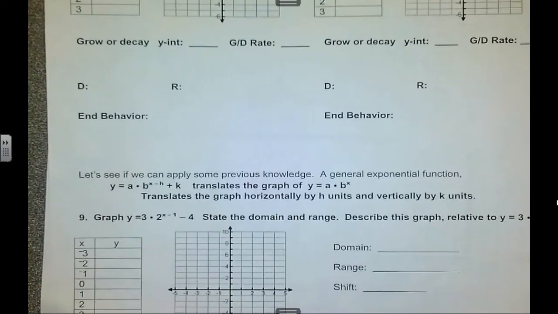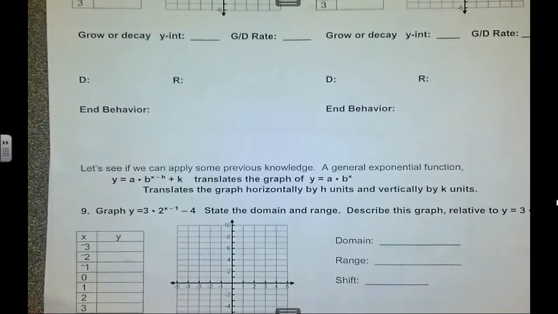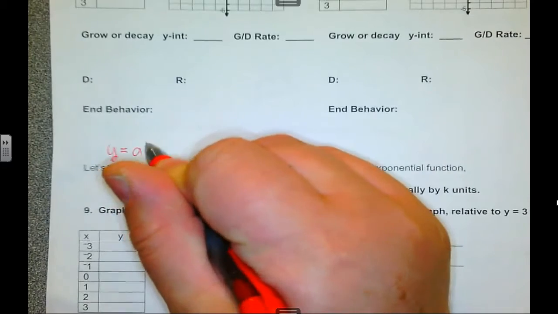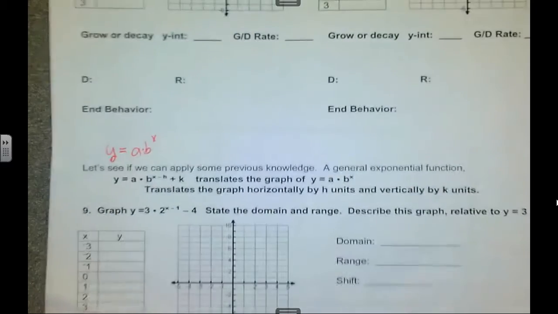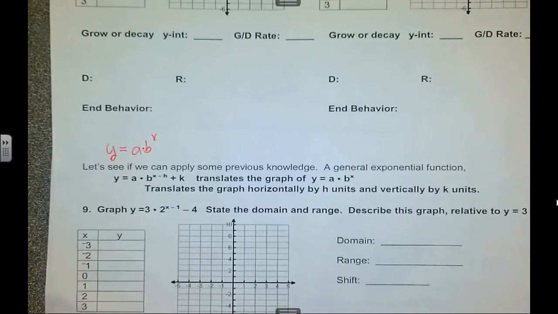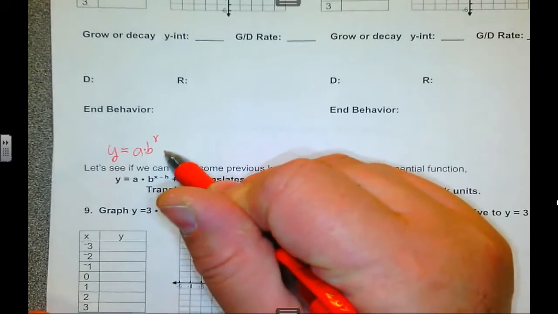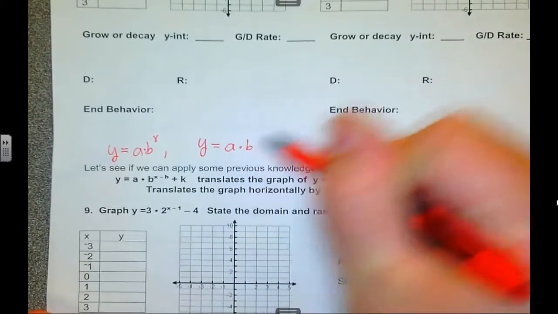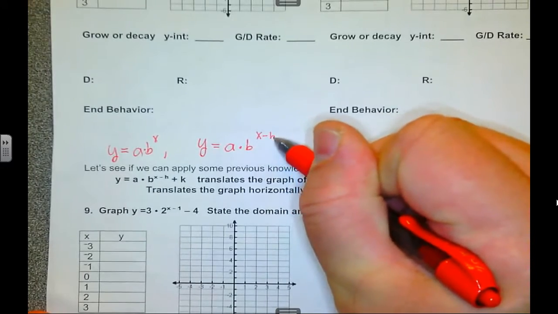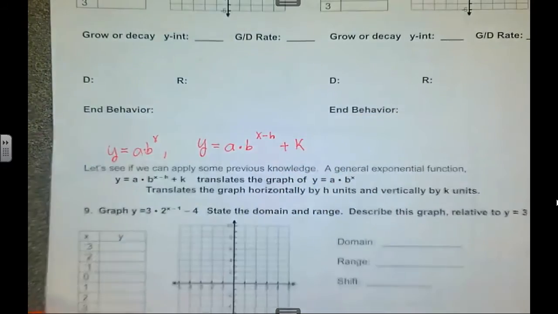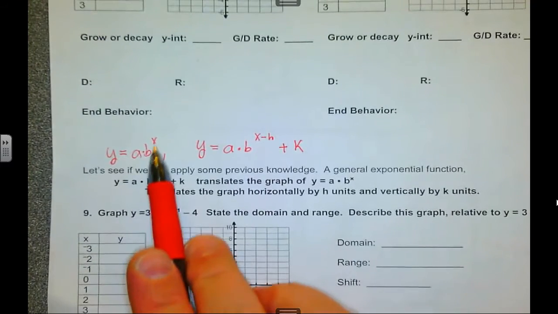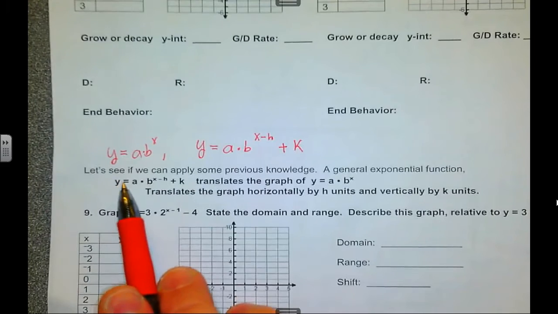Let's look at number 9. Now, I told you before that in Algebra 1, you use the equation y equals a times b to the x, right? Well, we're in Algebra 2 now. We're going to use the real equation, which is y equals a times b to the x minus h plus k. Look familiar? It should. We've been using it all year long, right? Just in different forms. It just so happens that our h and k are 0 in this formula.